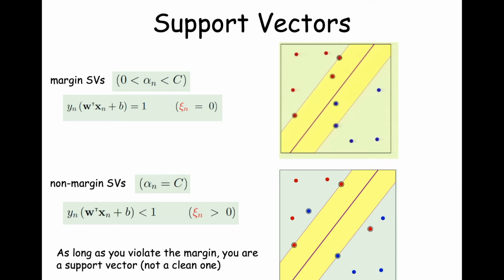And this resulted in two classes of margin. You had margin support vectors, those for which alpha n is less than your constant c. And you had non-margin support vectors, those that violated the margin, those for which alpha n is equal to c. And as long as an input vector, an in-sample point, xn, as long as you violate the margin, you're still considered a support vector, albeit not a clean support vector.